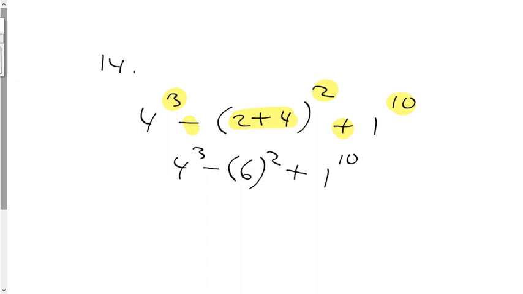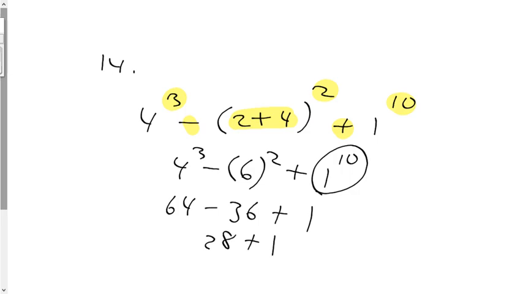We now have a lot of exponents. We're going to simplify it. That's 64 minus 36 plus 1. A lot of mistakes are made right here. Even the most ardent person might put 10 down there accidentally. But 1 multiplied by itself 10 times is still 1. 64 take away 36 is 28. 28 plus 1 is 29.